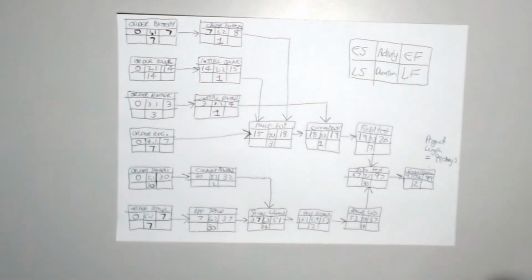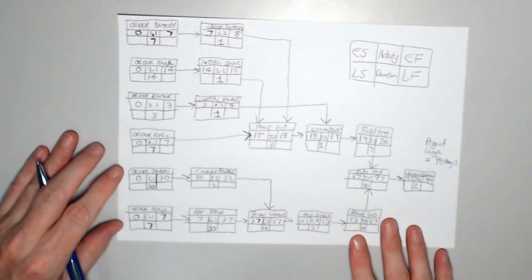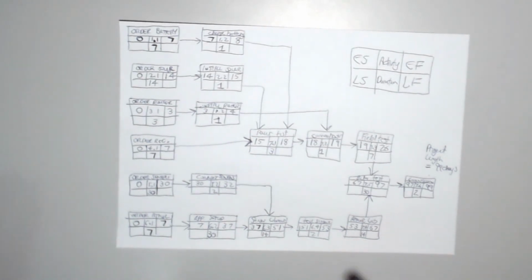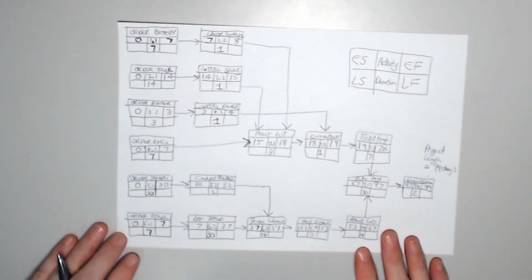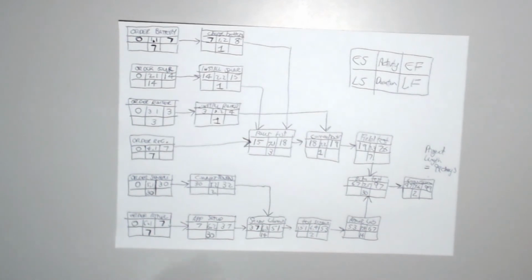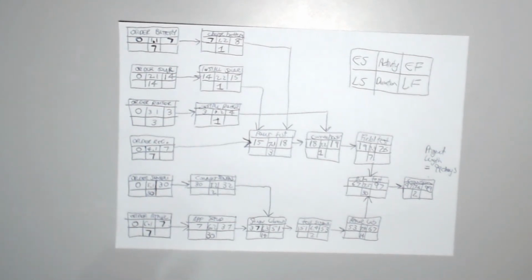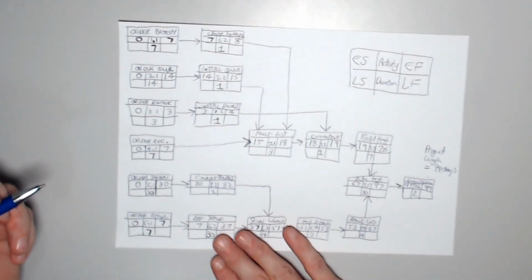So now we need to do our backward pass so we can work out the critical path. Remembering what the critical path is, it's the path through the network where there's no slack. So if any of the activities on the critical path get delayed, it means the project will also get delayed. So we need to identify the critical path so we can prioritize and keep those activities on task because there's no slack or float in those tasks.